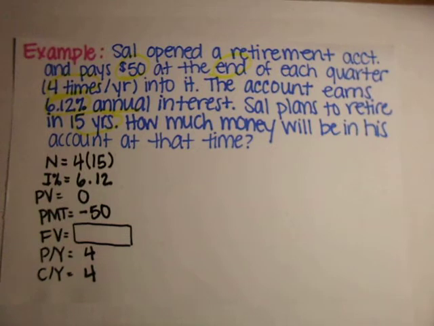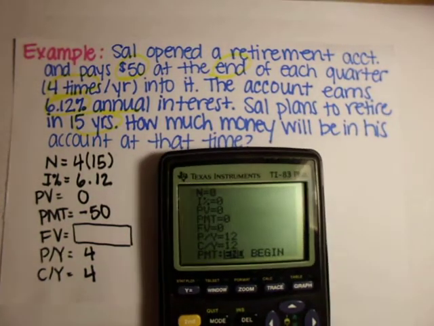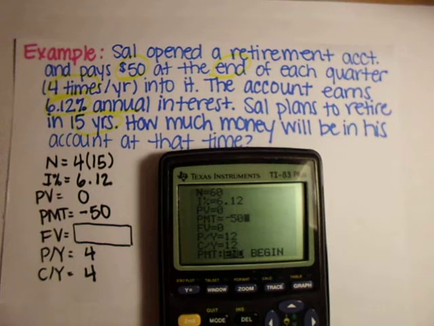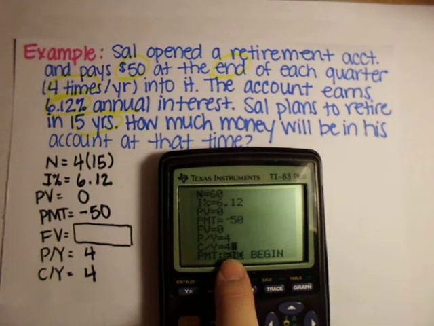So, now to put this into the TMV solver. First, we can put in our N, 4 times 15. Then our percent is 6.12%. Payment values, nothing right now. Payment is -50 because he's paying into it. Future value we're going to leave as 0 just for a moment. Then payments per year is 4, and then compoundings per year is 4, and it's made at the end of the period.